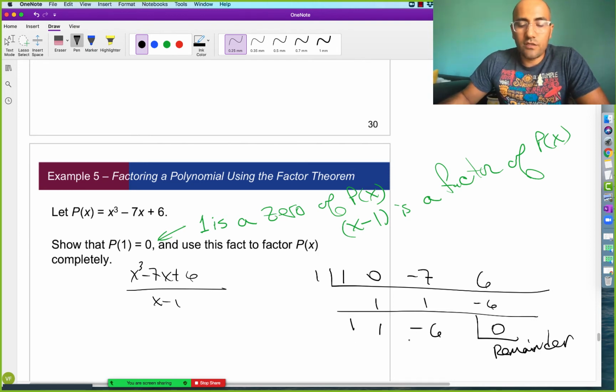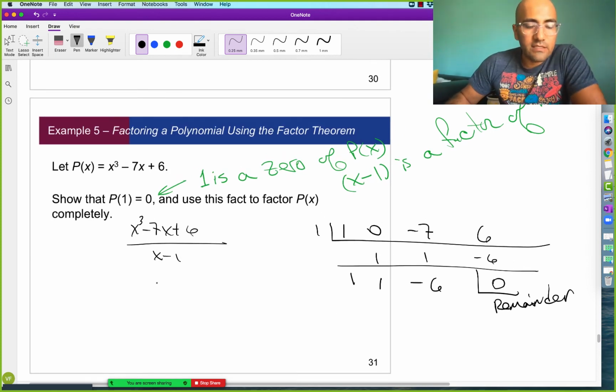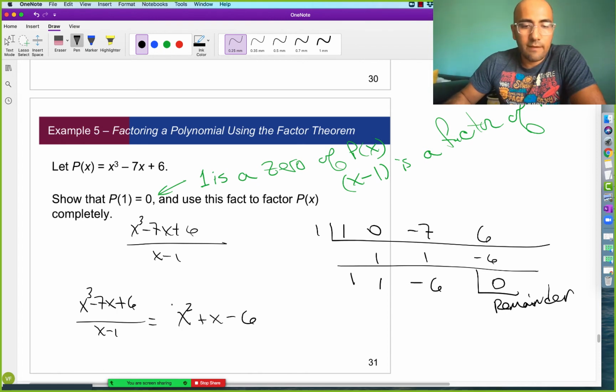And these are the coefficients of the quotient. Good. So we have established that this little fraction here is equal to x to the third power minus 7x plus 6 divided by x minus 1. And it's going to be equal to x to the second power, because it's 1 degree less than this power there. And I'm looking at the coefficients in front of here. So plus x minus 6 plus remainder of 0 divided by the divisor.